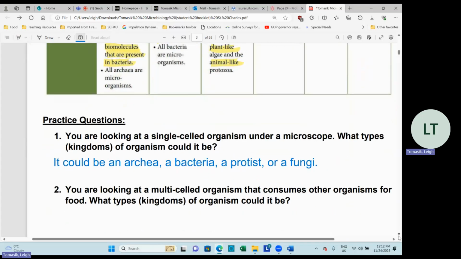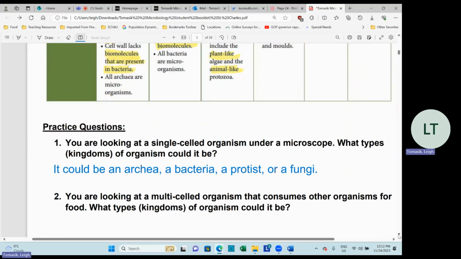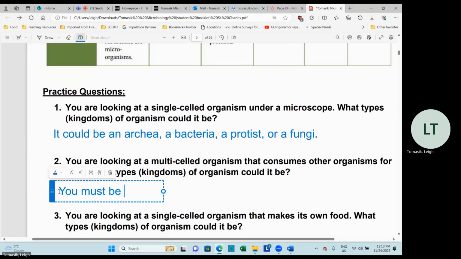You are looking at a multicelled organism that consumes other organisms for food. What types of organism could it be? So in this case, both plants and animals are multicellular, but animals are the only ones that consume other organisms. So in this case, you must be looking at an animal because that's the only one that has both of the characteristics.